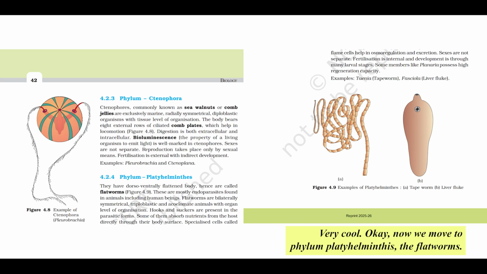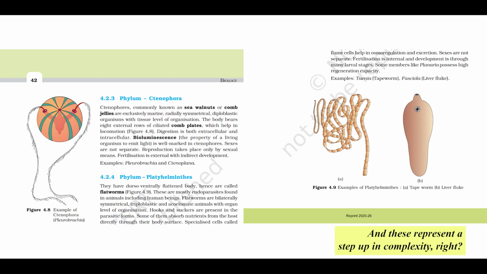Very cool. Okay, now we move to Phylum Platyhelminthes, the flatworms. Yes, Phylum Platyhelminthes, commonly known as flatworms. The name itself describes them perfectly. Their body is dorsoventrally flattened, meaning flattened from top to bottom, often like a ribbon or a leaf. While many flatworms are free-living, like Planaria, a significant and medically relevant group are the endoparasites, living inside the bodies of other animals, including humans.